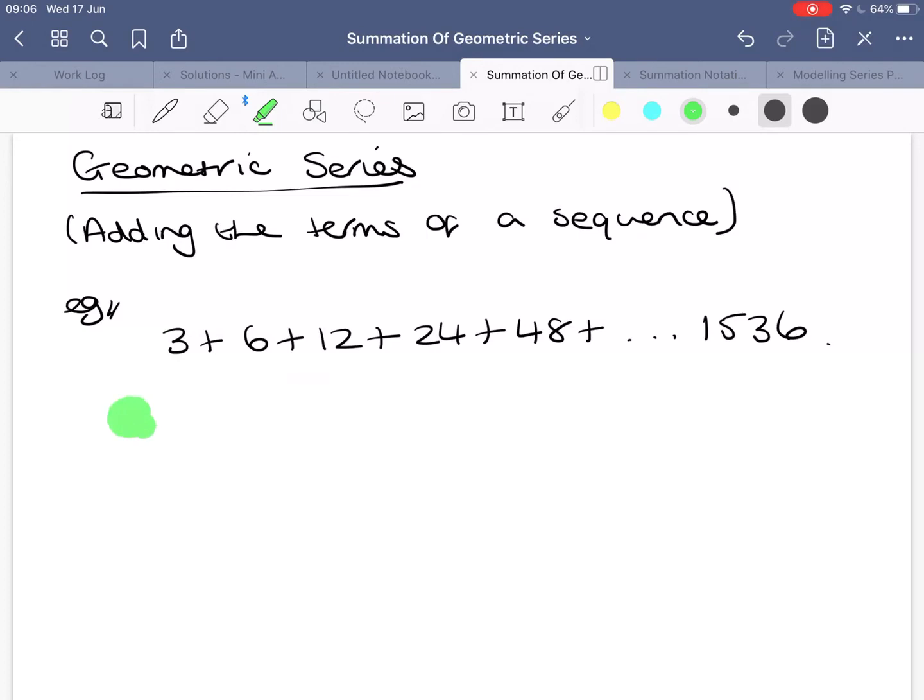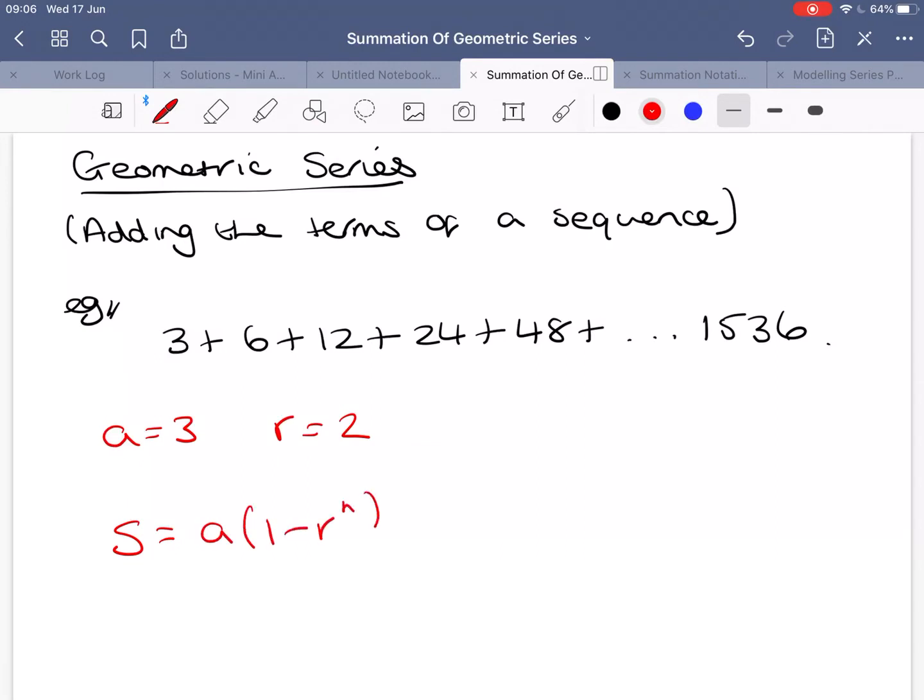So as I said, we know that the first term is 3. We know that the common ratio is 2. I'm going to write my equation down, which is a times 1 minus r to the power n over 1 minus r. So actually, we need to know what n is, and in this form, we don't know what n is. We don't know how many terms are in this series. So we have to work it out.